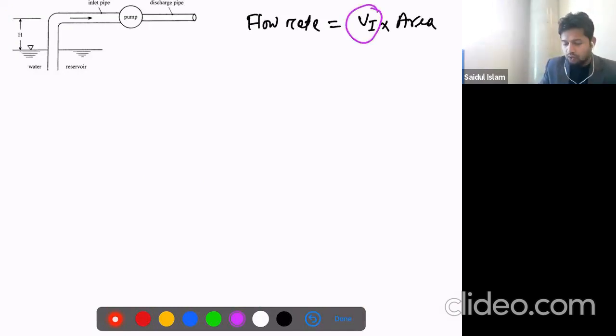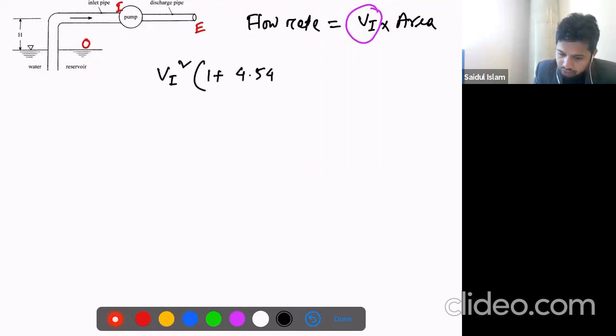So that's why we're using the Bernoulli equation for point O, point I, and E. Now we have got these expressions. I will write it down clearly. If we simplify the previous equation, we get V_I squared times 1 over 4.545, f times L. Okay, sorry.